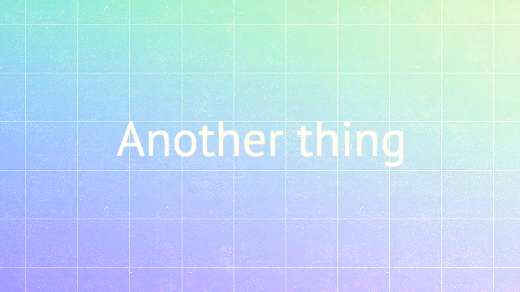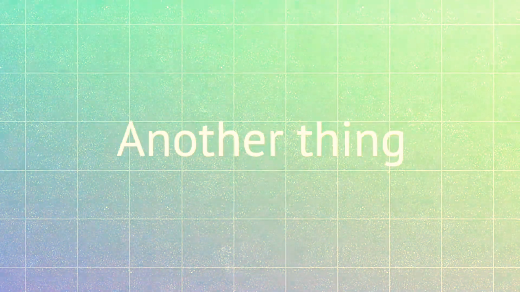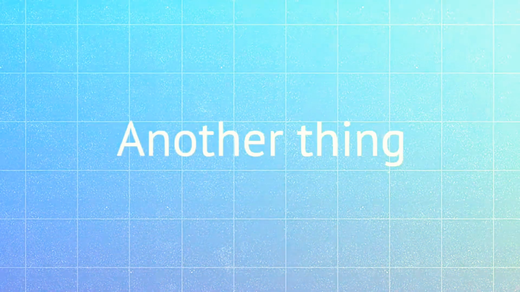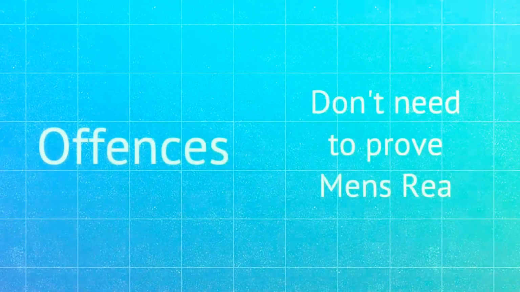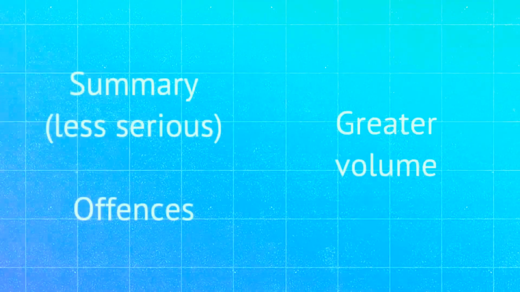You might be sitting there at this point thinking to yourself, well, how are they going to prove that I meant to go over the speed limit in my car? Well, that's an example of what's called a strict liability offence. These are offences where you don't need to prove mens rea. That's because they're usually summary or less serious offences, and there's a greater volume of these.